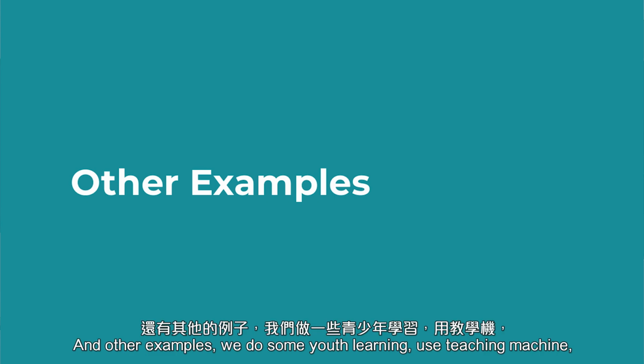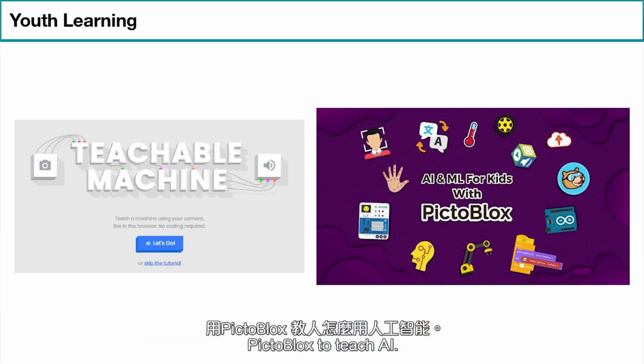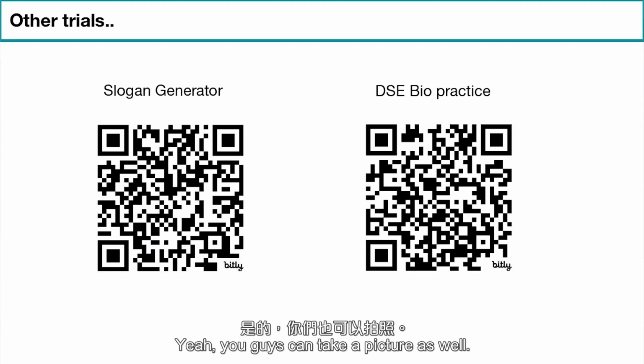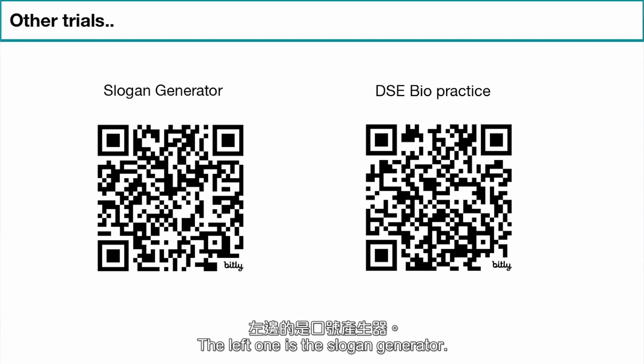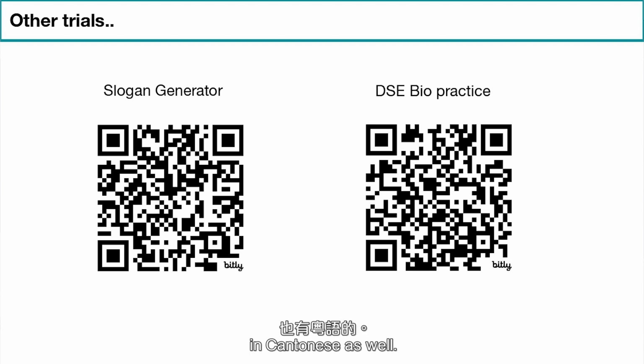And other examples: we did some youth learning, used Teachable Machine and Pictoblox to teach AI, and also other trials we did before. You guys can take a picture as well. The left one is the slogan generator. We use it internally: input the target audience and the program objective, and it will give you 10 slogans in English and in Cantonese as well. And the right-hand side is where we did DSE training, using past papers of biology.